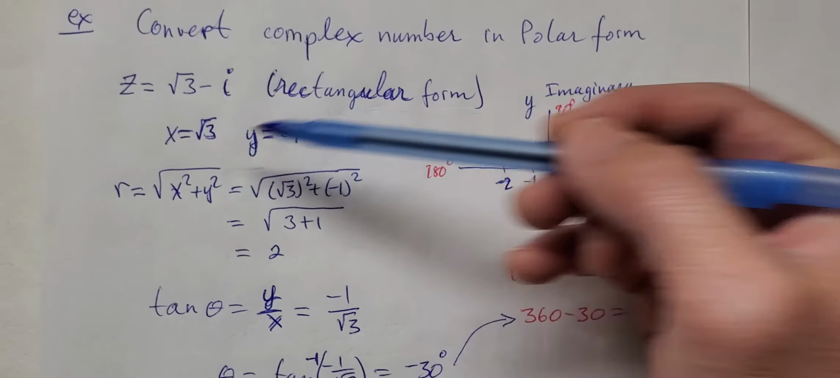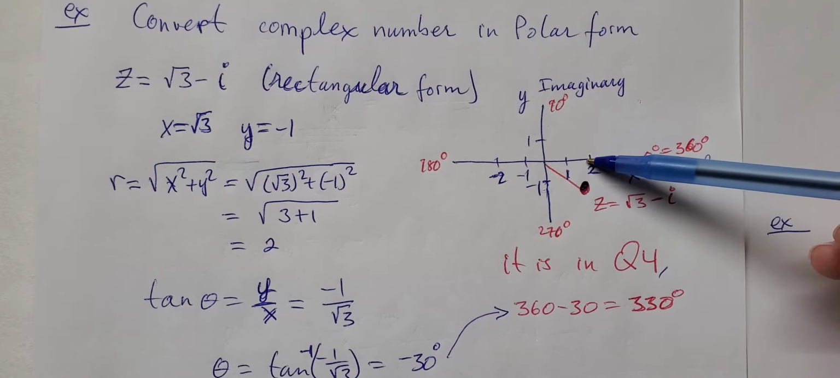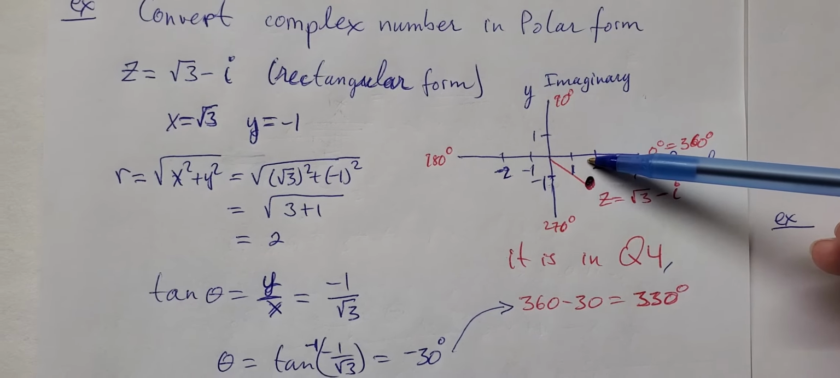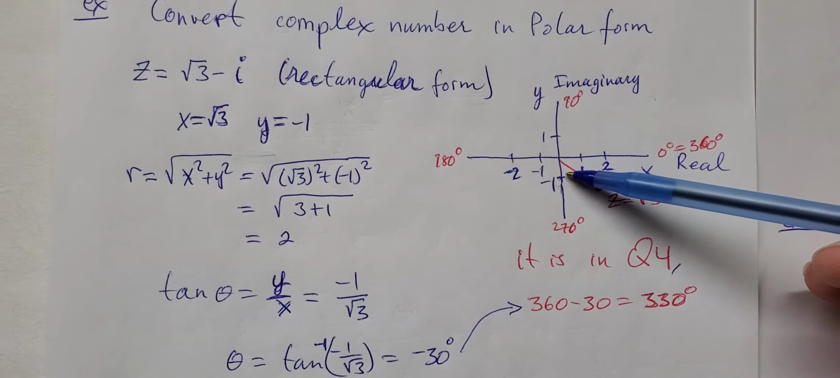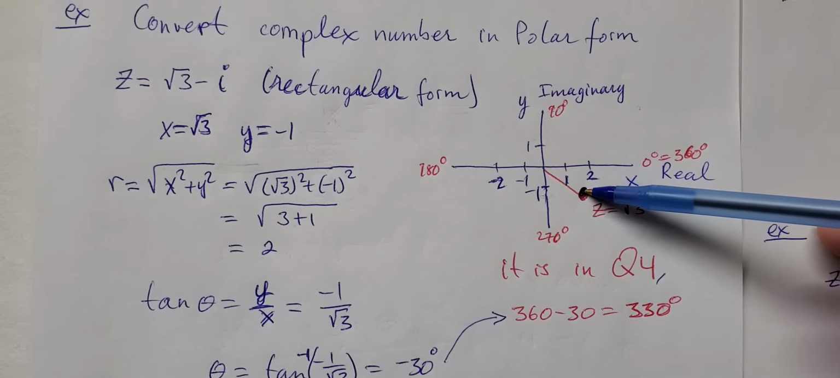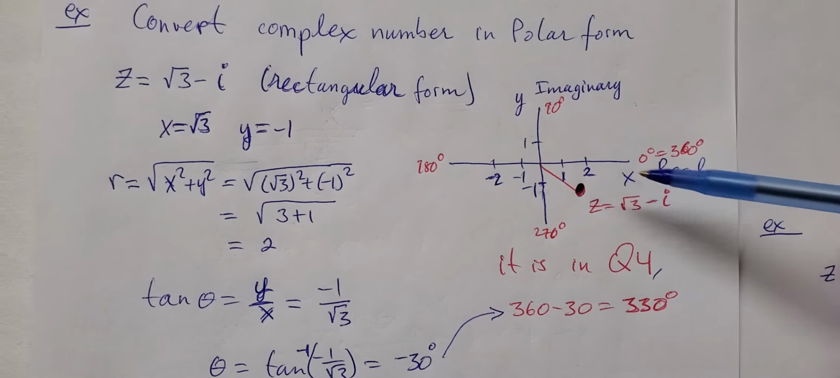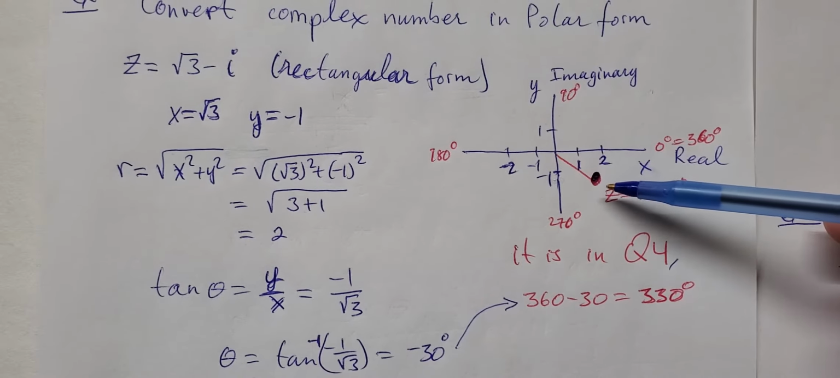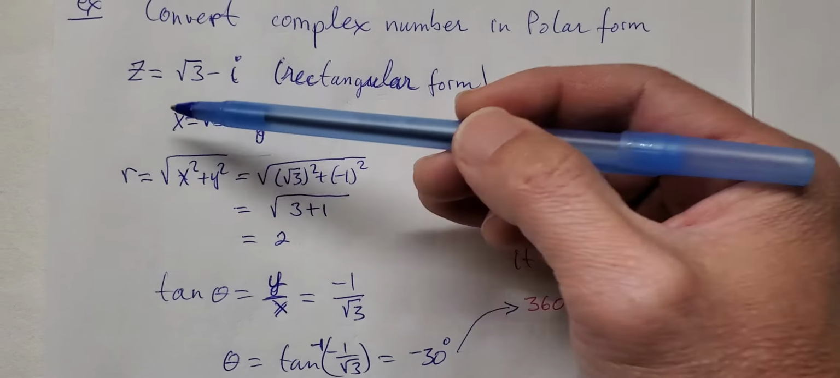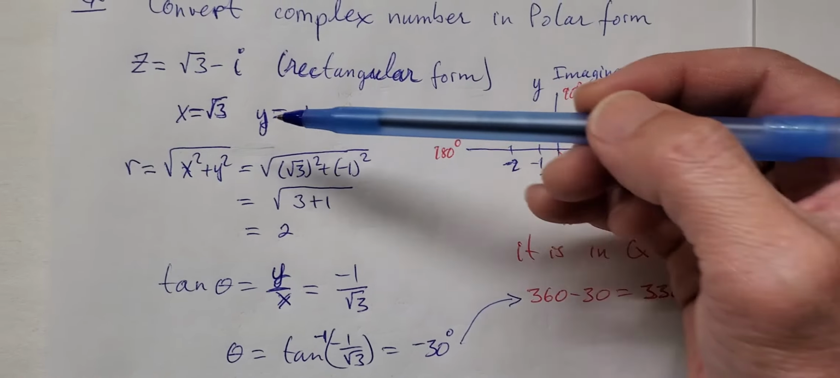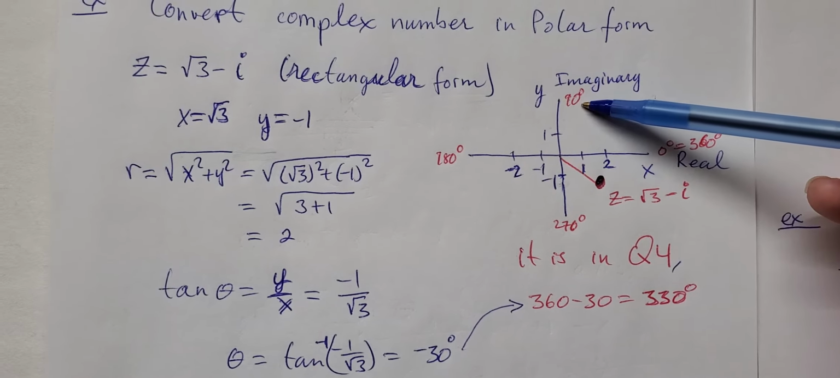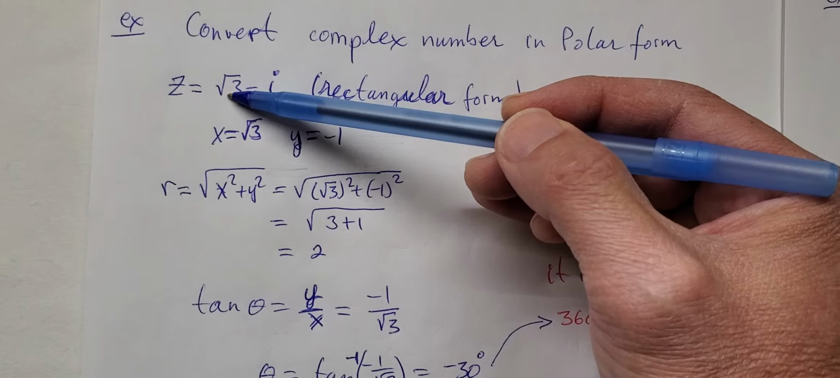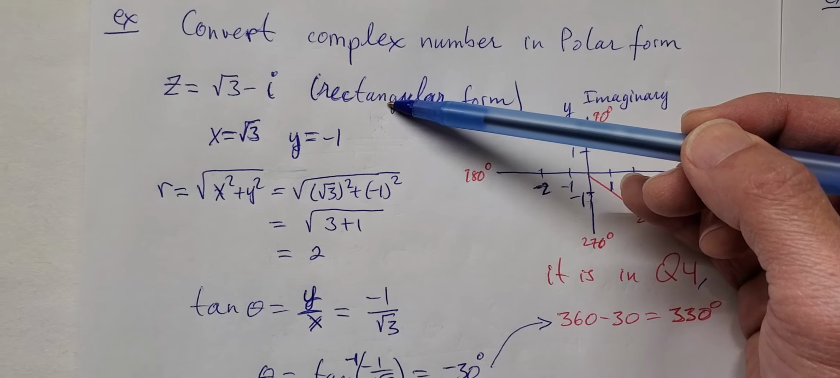So square root 3 is somewhere right here between 1 and 2, close to 2. -1 is right here. So this is the location of square root 3 minus i. Again, x is your real, y is your imaginary. This is a complex number in rectangular form.